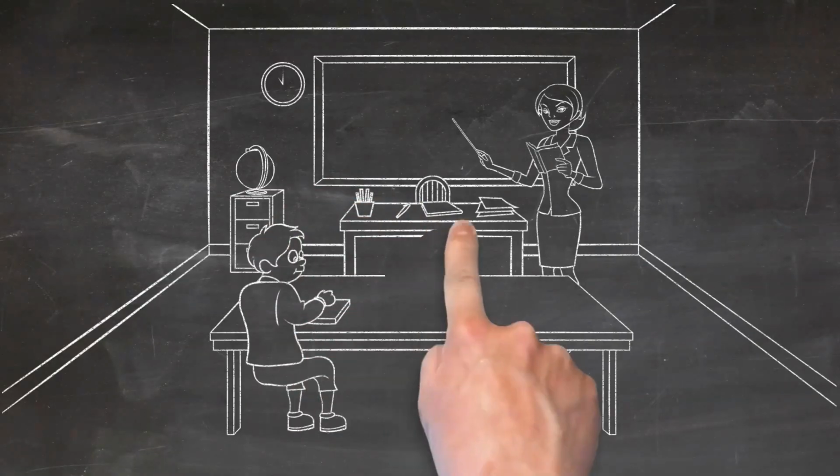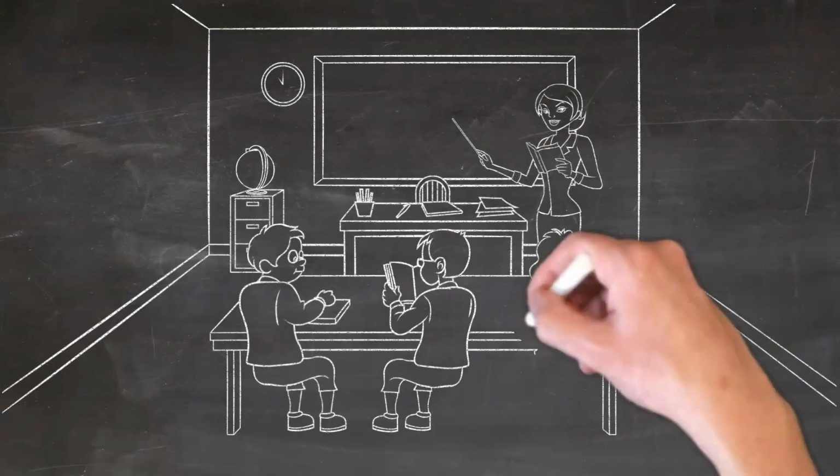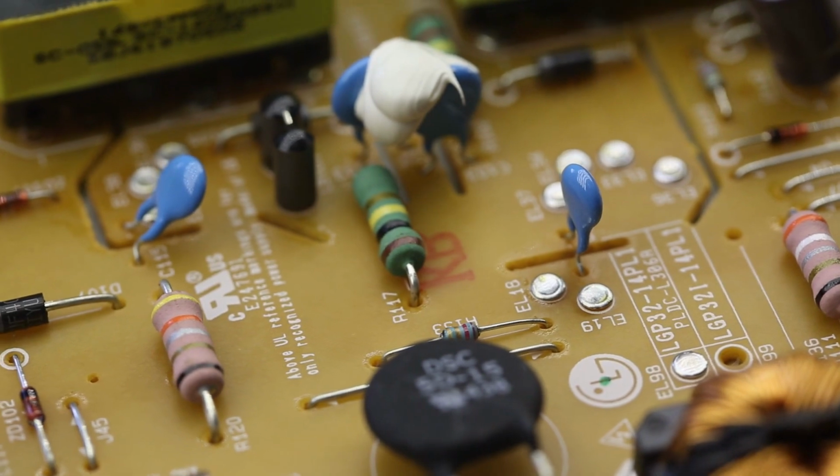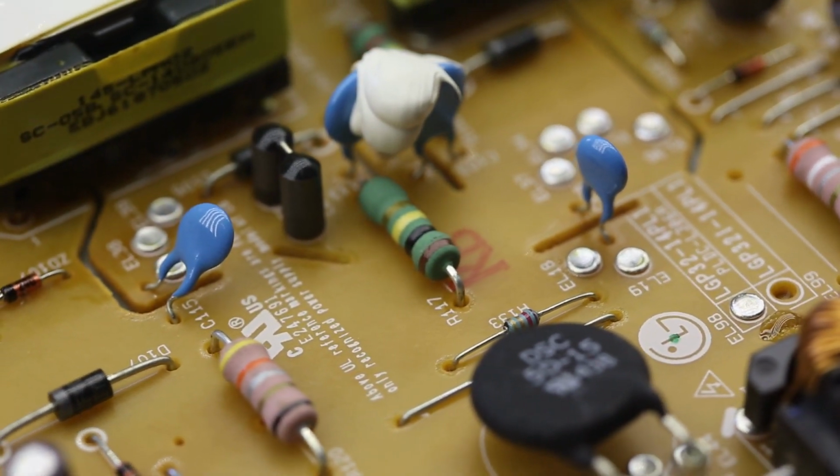So here we are, we have covered the basics of the voltage divider rule. Next time you adjust a knob, read a sensor or power a circuit, remember, there's probably a voltage divider working quietly behind the scenes.